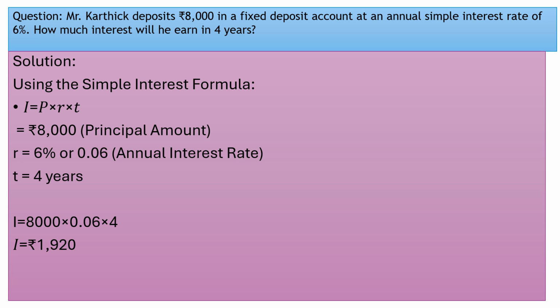Using the simple interest formula, that is I = P × R × T. I is the interest amount, P is the principal amount of 8,000, R is 6%, that is 0.06 interest rate, and T is the time period of investment, that is 4 years. So therefore, I is equal to 8,000 multiplied by 0.06 multiplied by 4. You get an answer of 1,920. So 1,920 is the interest amount on his deposit of 8,000, which is earning an interest rate of 6%. The investment holding period is 4 years.